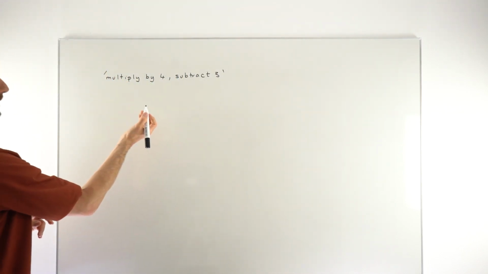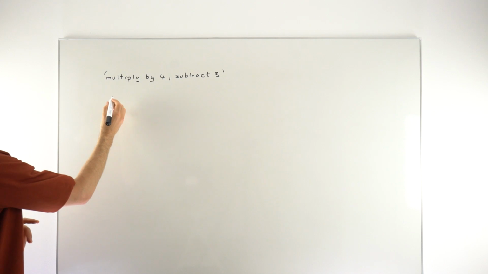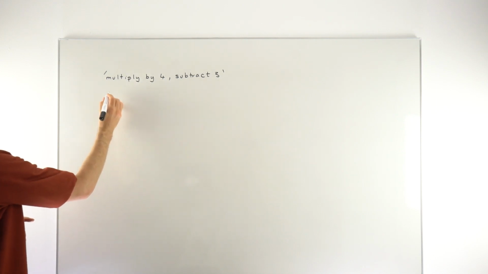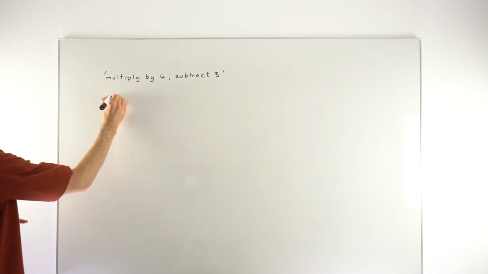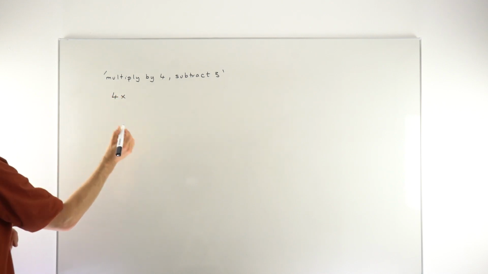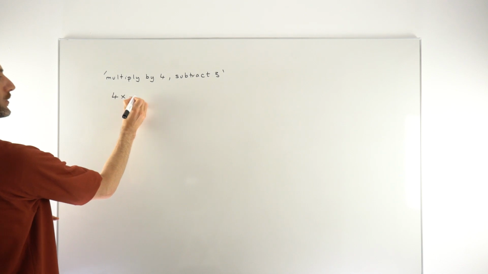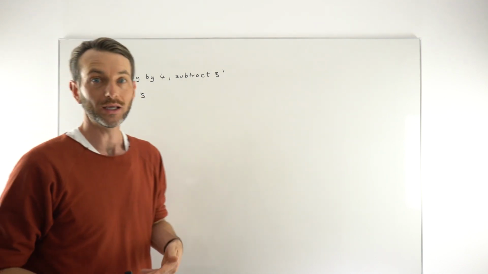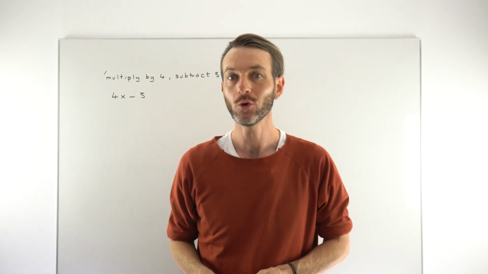Usually we'll use the letter x for a variable, but it doesn't have to be x. So in this case, we want to take that variable and multiply it by 4. Well, how do we represent that? That's just 4x. Then we want to subtract 3, so that would go there like that. That's how we create the algebraic formula. How do we actually use it?